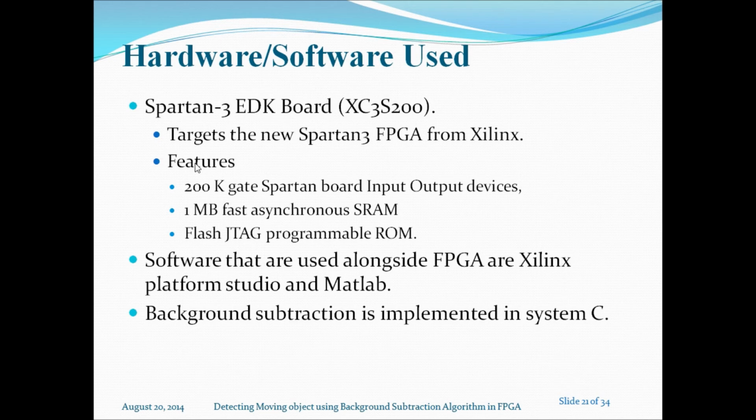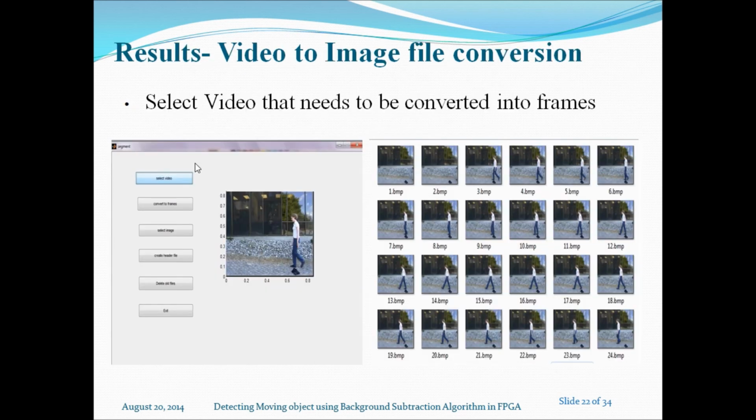We have used the Spartan 3 EDK board XC3S200. This board targets the new Spartan 3 FPGA from Xilinx. The specifications of the board are as follows. It contains 200K gates, input-output devices, 1 MB fast asynchronous SRAM, and flash JTAG programmable ROM. Other than hardware, we have used Xilinx Platform Studio and MATLAB to implement video capture and the frame to header file conversion module. Background subtraction is implemented in SystemC.